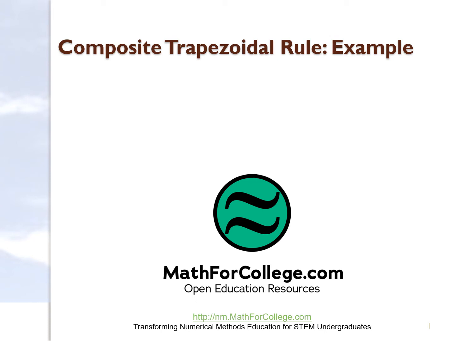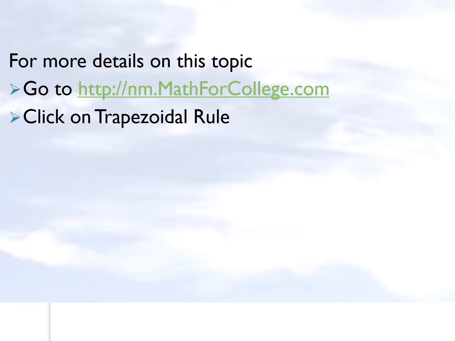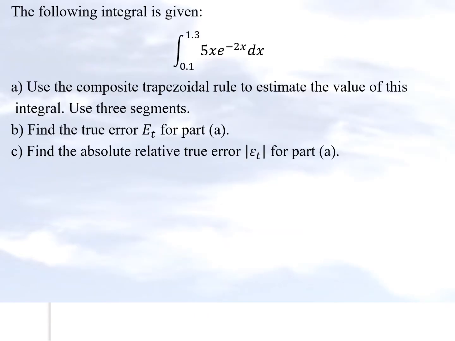In this segment, we'll talk about the composite trapezoidal rule and look at an example. The composite trapezoidal rule is a method of approximating integrals. It's sometimes also called the multiple segment trapezoidal rule. So this is the example which we are asked to solve.